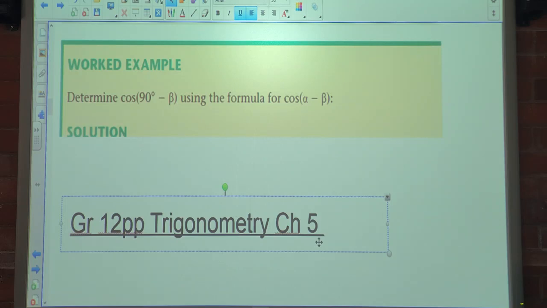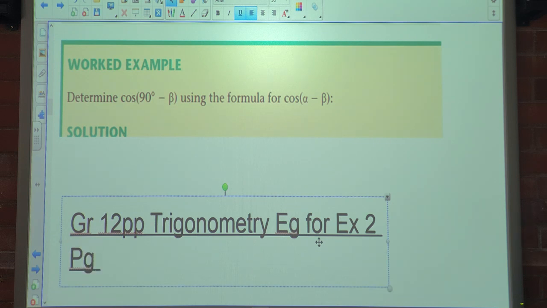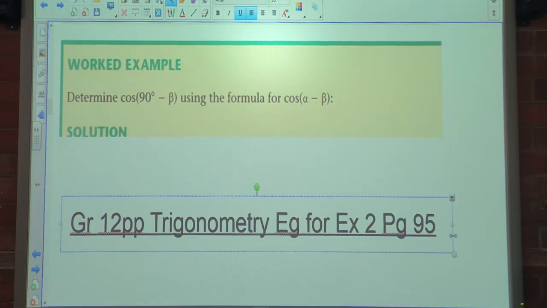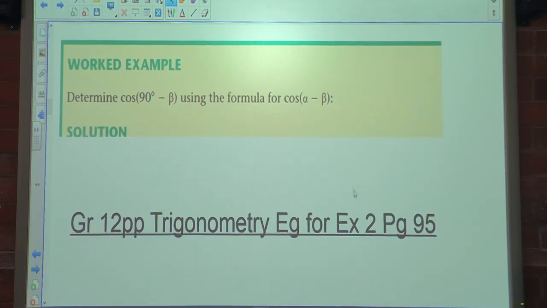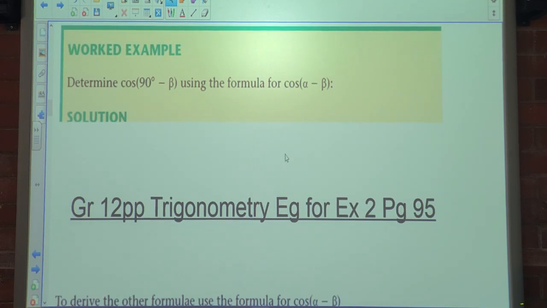We will be looking at the examples for trigonometry, examples for exercise 2. Exercise 1 was the revision exercise, yes. So it's exercise 2, examples for exercise 2, which is on page 95. Will probably be part 1. But here we are told to determine.